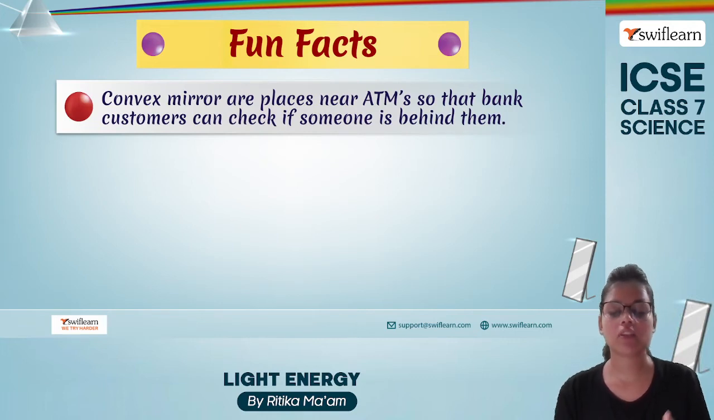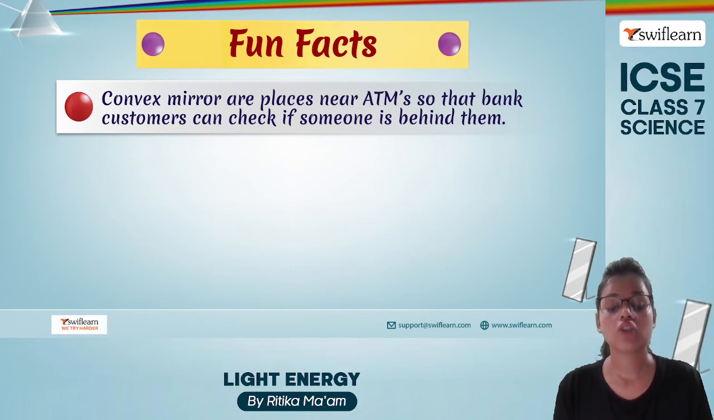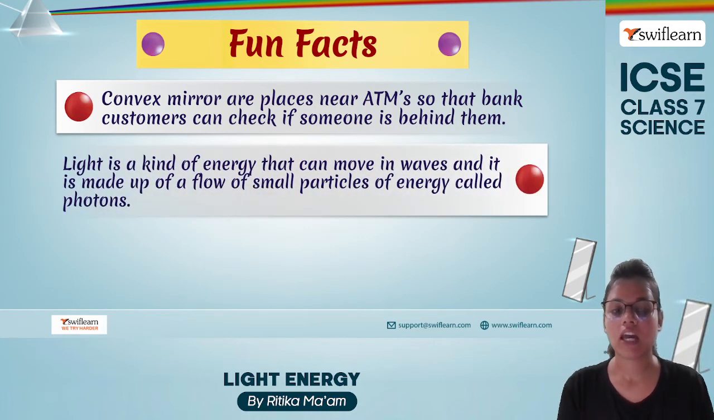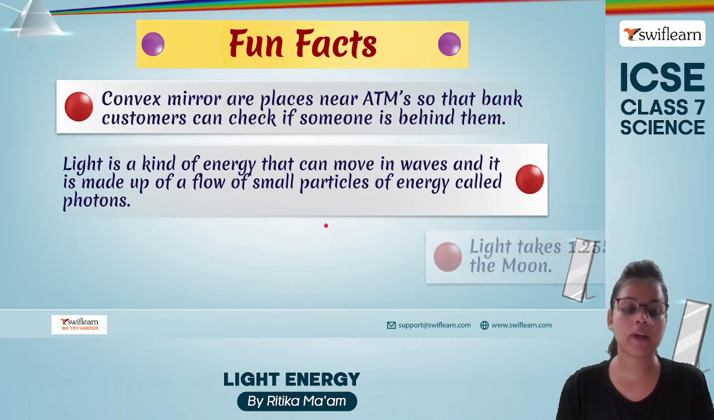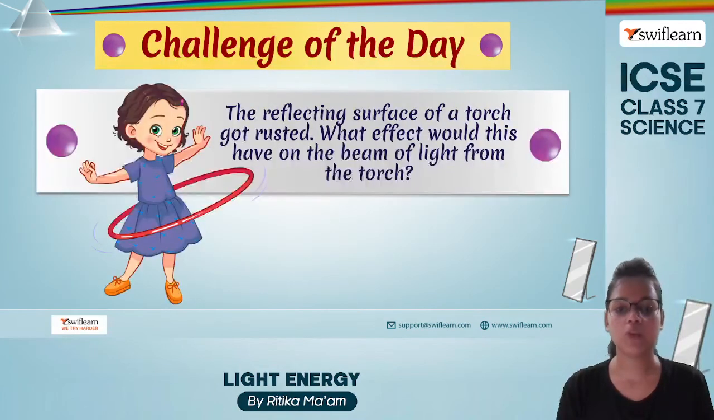Now, talking about some more types of mirrors, we have convex mirrors, concave mirrors, etc. Convex mirrors are placed near ATMs so the bank customers can see if someone is standing behind them. Light is a kind of energy which moves in waves, and it is made up of photons. Photons are the particles from which light is made, and light takes 1.255 seconds to get from the earth to the moon.